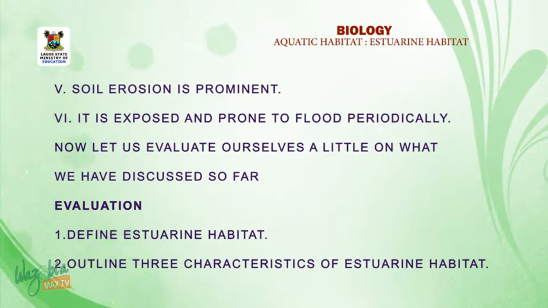Now let us evaluate ourselves a little on what we have discussed so far. Students, define estuarine habitat. Tell us what estuarine habitat is. 2. I would like you to outline at least 3 characteristics of estuarine habitat.